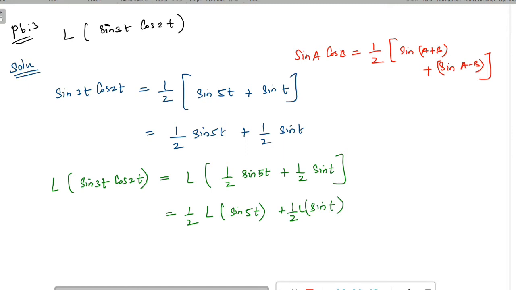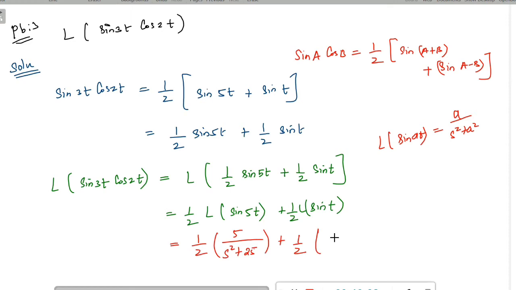By using the formula for L of sin at, which is a by s square plus a square, we get 1 by 2 into 5 by s square plus 5 square, that is 25, plus 1 by 2 into 1 by s square plus 1. So this is the answer for L of sin 3t cos 2t.